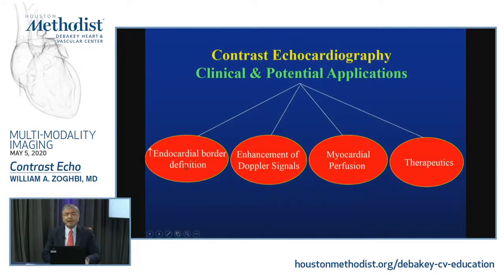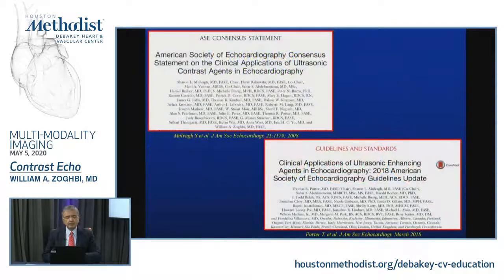From now on, we're going to talk about clinical evaluations and potential applications. I'm going to mostly emphasize the endocardial border definition, and this is actually what contrast is approved for: enhancement of the endocardial border definition when you don't see something well. Enhancement of Doppler signal is not a prime indication, but we use it because it can enhance your signal. Myocardial perfusion, there is a code for myocardial perfusion, but it has not been approved for myocardial perfusion. And therapeutics are still on the experimental side, and we're not going to spend too much time on that.